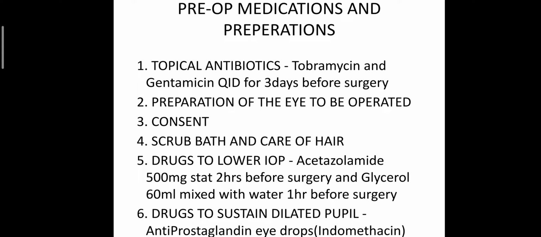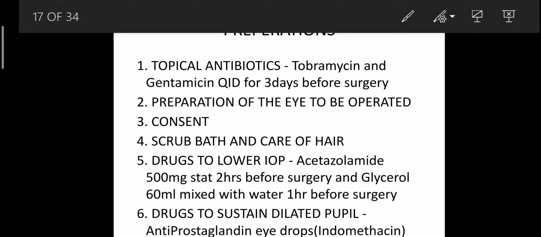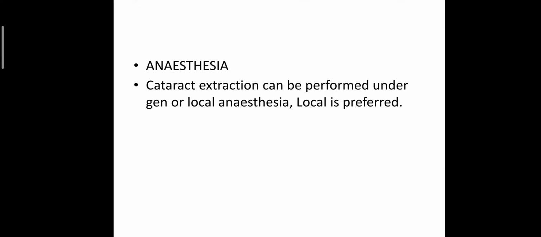And to sustain pupillary dilatation, which is very important while performing cataract surgery, we give indomethacin or flurbiprofen eye drops. For dilatation, we use Tropicamide Plus eye drops, which contain both tropicamide and phenylephrine. And coming to anesthesia, cataract surgery can be performed under local anesthesia, and general anesthesia only in case of people who are not cooperative or mentally retarded, or for any specific indications. Otherwise, usually it is performed under local anesthesia, and most preferably nowadays under topical anesthesia.